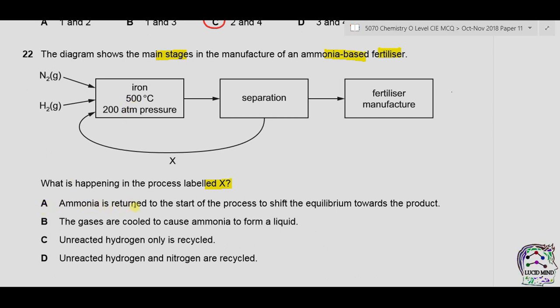In A, ammonia is returned to the start of the process. It is not ammonia that is returned, it is unreactive gases that are returned. B, the gases are cooled to cause ammonia to form a liquid. It is done in separation, not in X process. C, unreacted hydrogen only is recycled. No, not only hydrogen, but nitrogen is also recycled. Correct option is D.